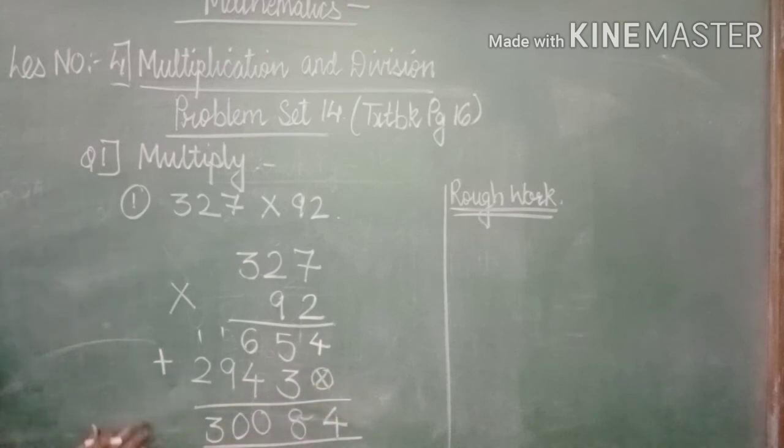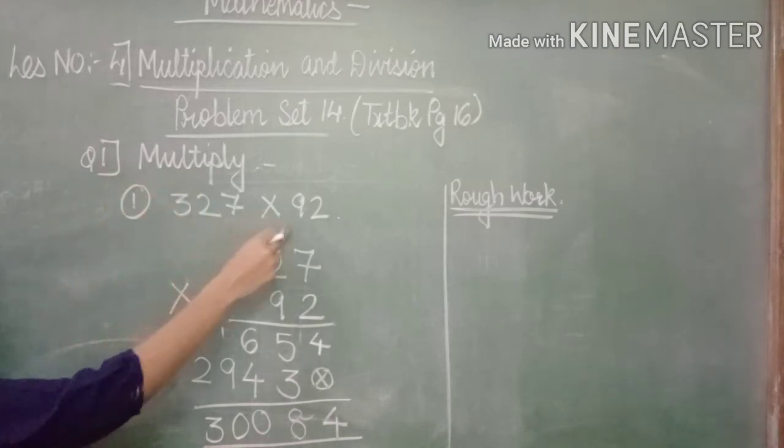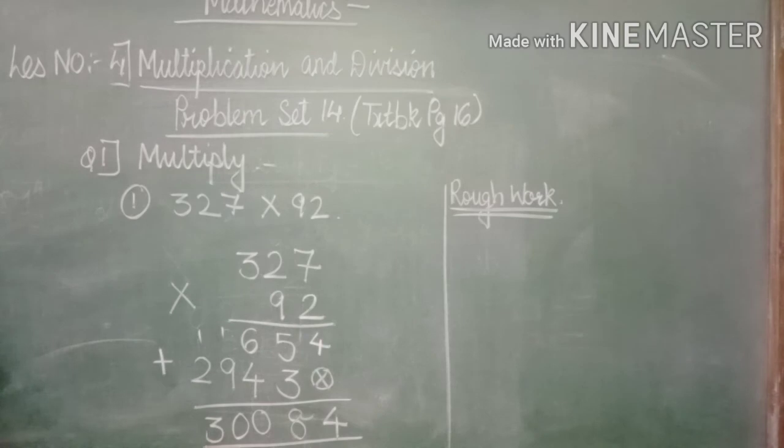Now this is number 1, multiply 327 into 92 from problem set number 14. Now let's see problem set number 14, second sum, that is 807 into 126. Now this is a 3 digits number. This is 2 digits. Now let's calculate the 3 digits number.